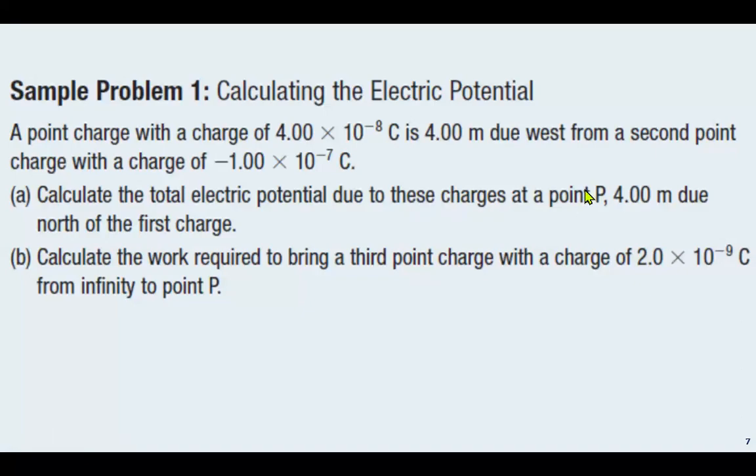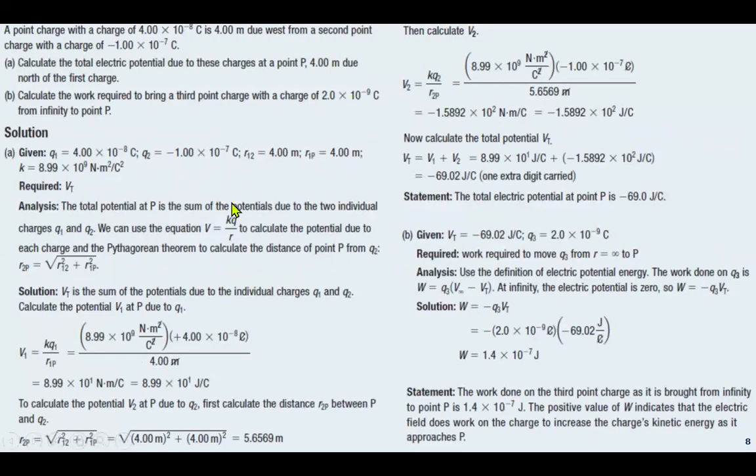All right, let's have a look at the solution together. Okay, the total potential at P is the sum of the potentials due to the two individual charges, Q1 and Q2, right? And also note that the electric potentials are scalars, so we can use their arithmetic sum. We can use the equation V equals KQ over R to calculate the potential due to each charge, and use Pythagoras theorem to calculate the distance of point P from Q2, right?